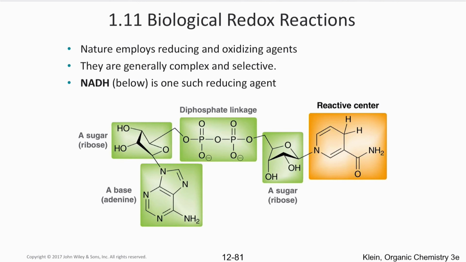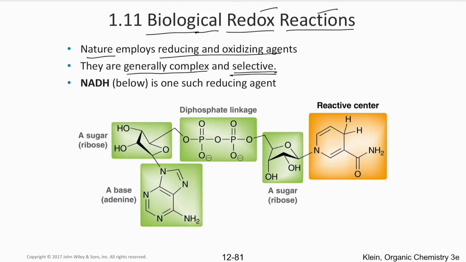So let's discuss the next topic, biological redox reactions. We talked about both oxidation and reduction. Now we want to talk about how biological organisms use redox reactions to convert from alcohol to carbonyl, and carbonyl to alcohol. Nature employs these mechanisms very efficiently. The reason they are used is because they are generally complex and specifically because they are selective.